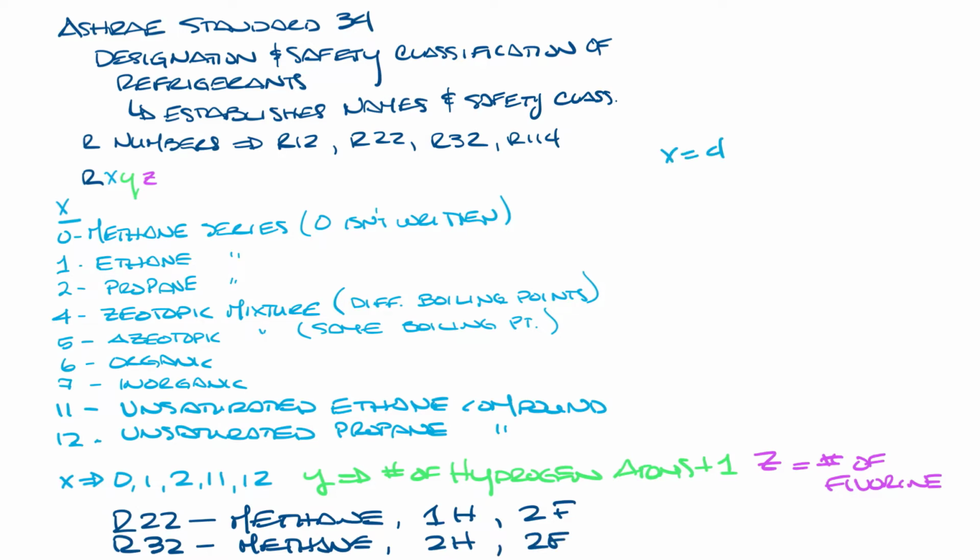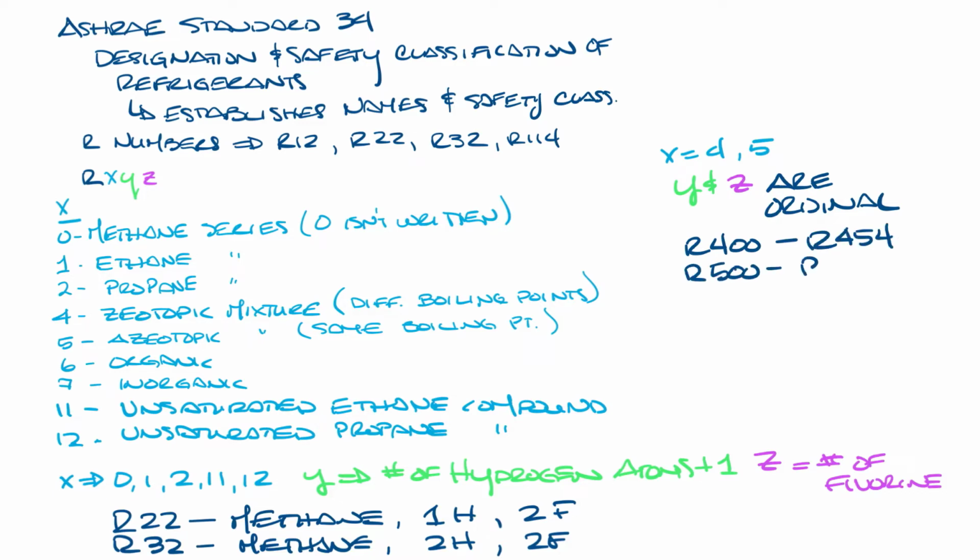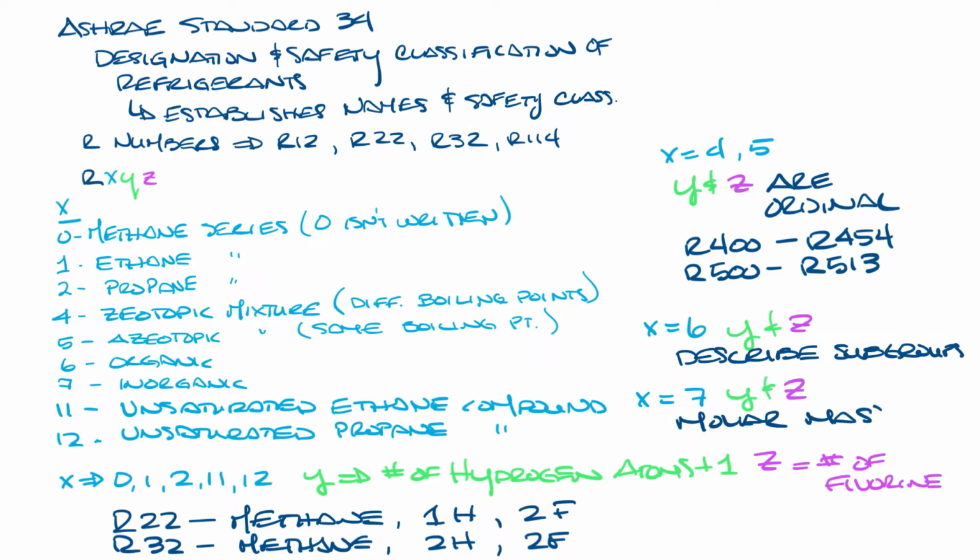So for X equals 4 or 5, Y and Z are ordinal numbers, so basically it's just defining the sequence. It goes from R400 to R454 right now, and from R500 to R513. For X equals 6, Y and Z describe subgroups, and for X equals 7, Y and Z are molar mass.